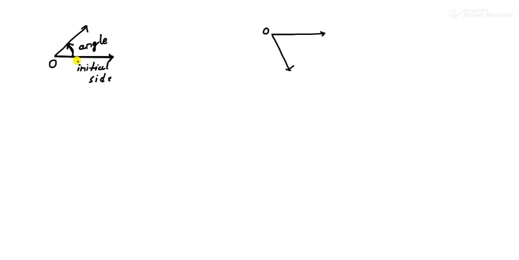It is the measure of rotation of a given ray about its initial point. So this was the initial side, and this will be called the terminal side, or final side. It is the measure of the rotation between the initial side and the terminal side. We call it an angle. Here if this is the initial side and this is the terminal side, the angle is like this. Let me write it as angle.